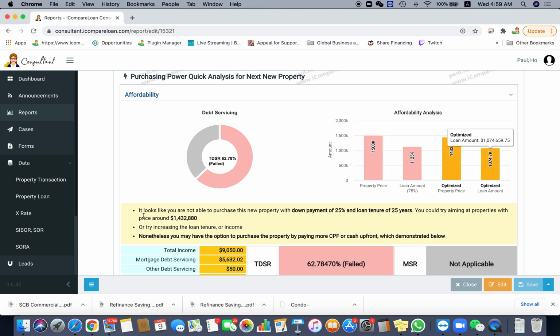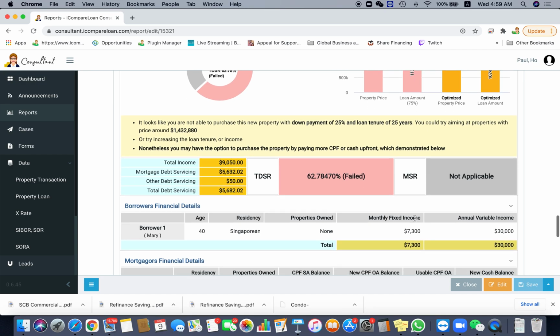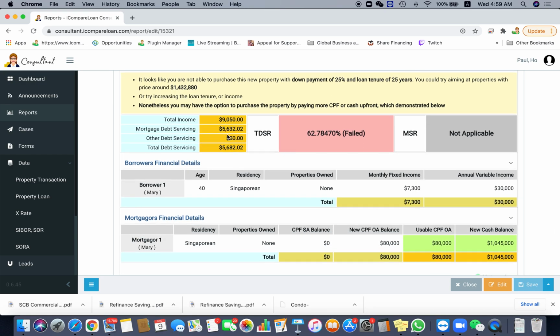So it says, oops, it looks like you are not able to purchase this new property with a down payment of 25% and loan tenure of 25 years. You could try aiming at properties with a lower price, right? Alternatively, you still have the option to purchase the property by paying more CPF or cash upfront, which is demonstrated below. In this case, we look at this and we say, okay, fail.